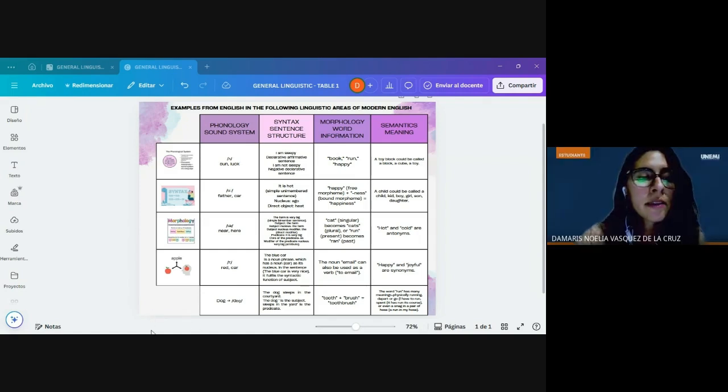Hi, Miss. I am Damaris Vasquez. Yes, starting with phonology, which is focused on the sounds of language. For example, a song is sung or in car. A song shares meaning, what phonemes do.